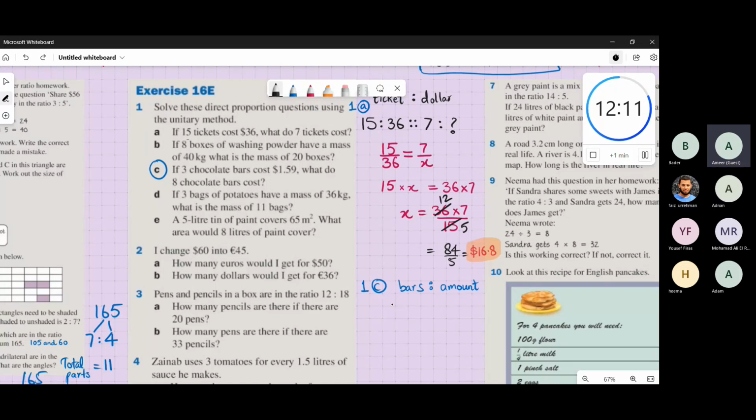3 over 1.59 equals 8 over x. We will make a cross multiplication. Please, tell me at 0.5x speed. No, tell me the proportion line first. Okay, 3 bars to 1.59 dollars is as 8 bars to question mark. So 8 bars to X.